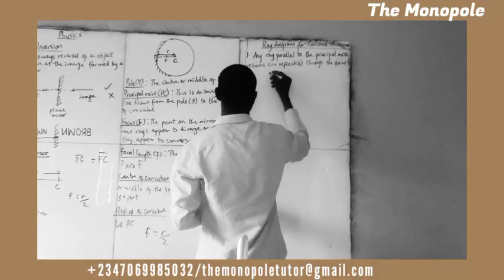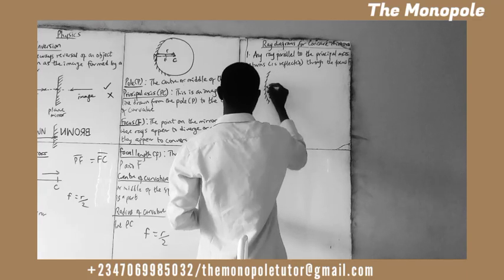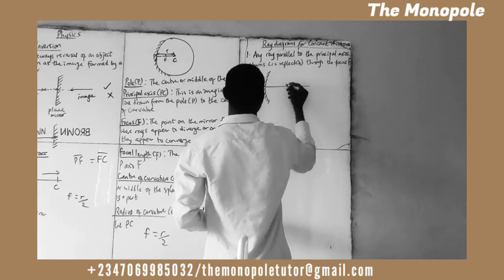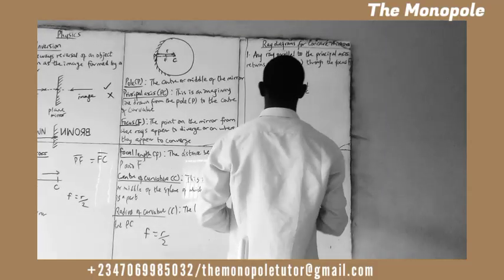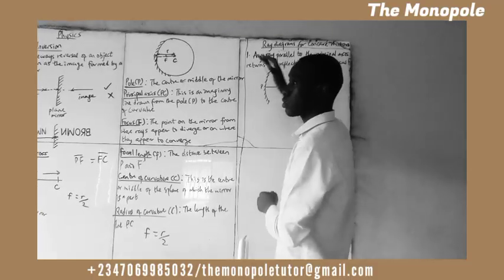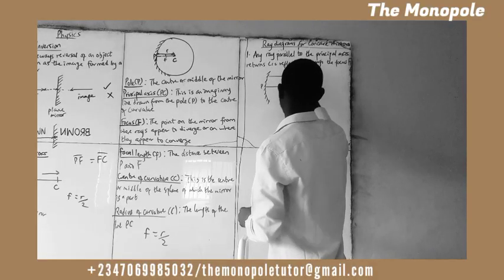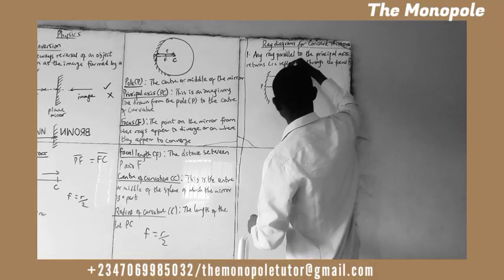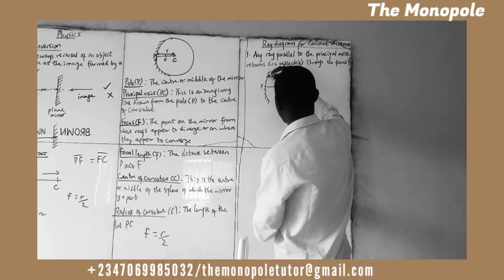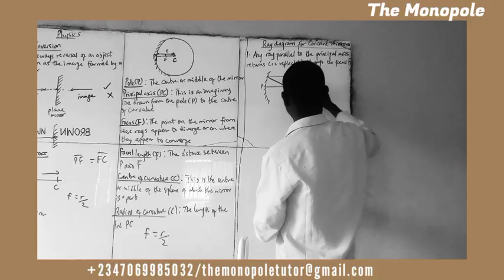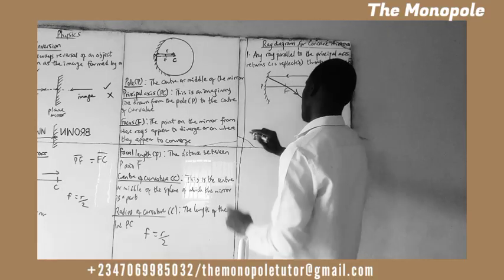So let's show what that means. This is your mirror. This is P. This is F. This is C. What this rule is saying is that if there is any ray coming from the object and parallel to the principal axis, when it gets reflected, it must pass through F. So it will go this way. This is the incident ray, and this is the reflected ray.